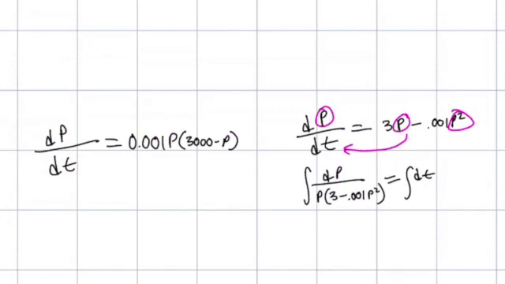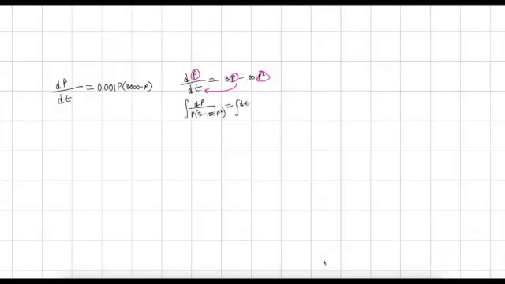The form of this integral on the left is telling me that I should be doing partial fraction decomposition. So I'm going to want to rewrite this into a form that has some a term over p plus some b term over 3 minus 0.001p. And I realized I actually left this as a p squared. That should become just a p.